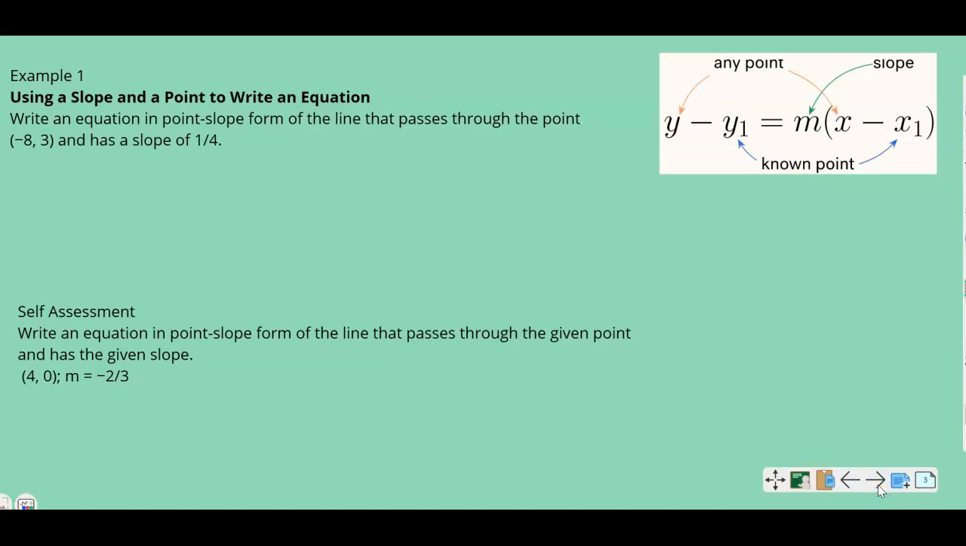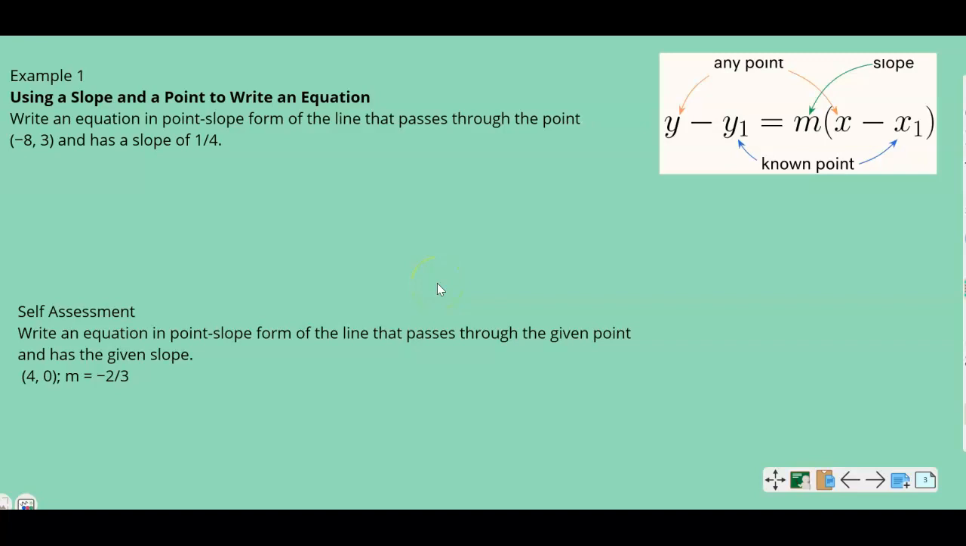All right, example 1, using a slope and a point to write an equation. Write an equation in point-slope form of the line that passes through the point -8, 3 and has a slope of 1/4. All right, so it gives us the equation here, y minus y1 equals m times x minus x1. So this shows you this is your known point. So we are given a point, -8, 3. So our known x1 and y1 go here. And m is the slope, so the slope is 1/4, m will go here. That means the other 2 variables will stay the same.